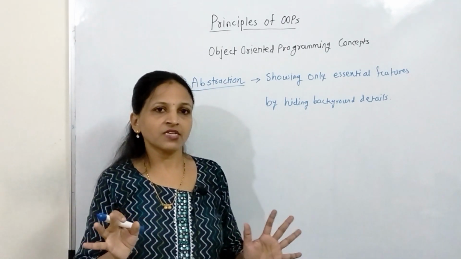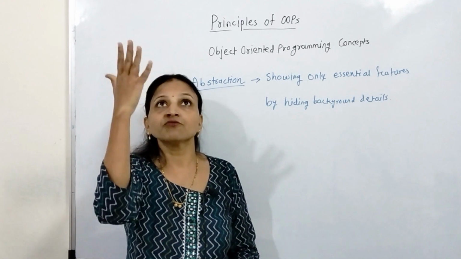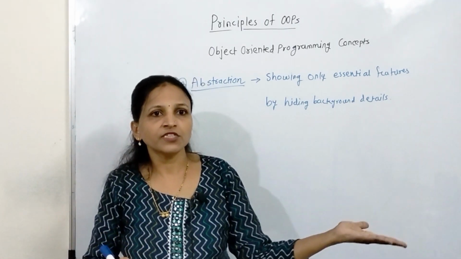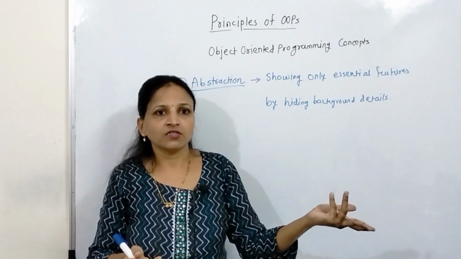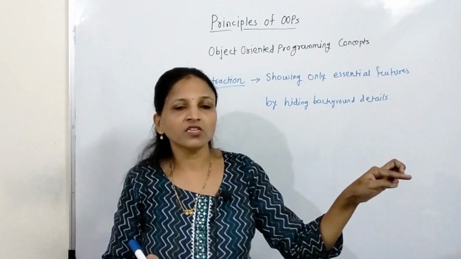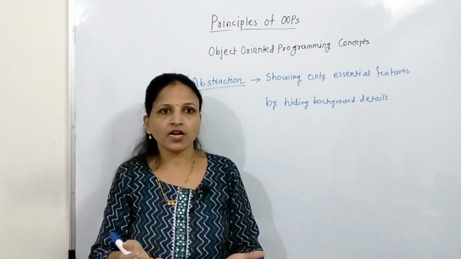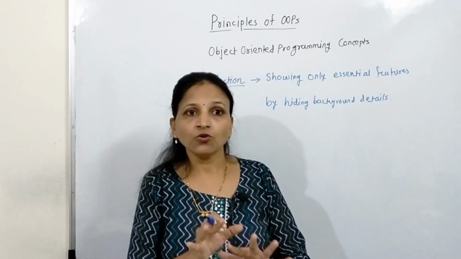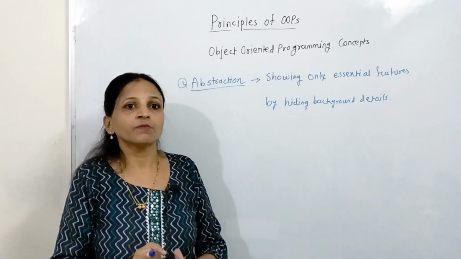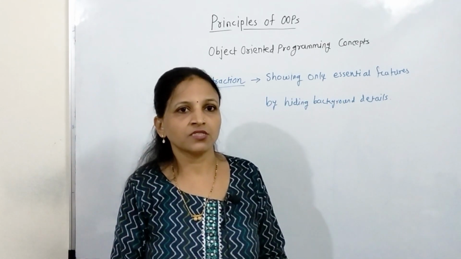Now real life example I am telling here. Let's consider this fan object. We know only how to switch on and how to switch off that fan. Only we will click on that switch. Okay, whenever we will on the switch, the fan will start. Whenever we off that switch, the fan will stop. We know only this one. This is nothing but showing only essential features.